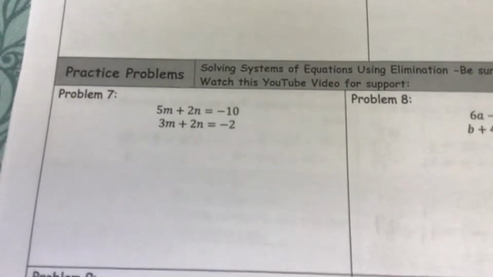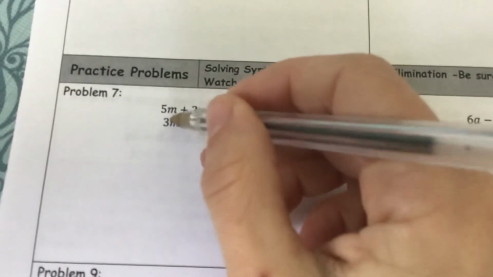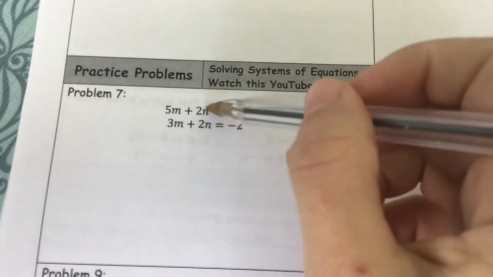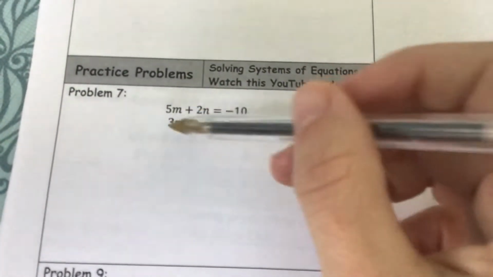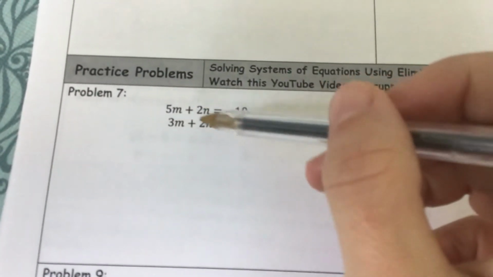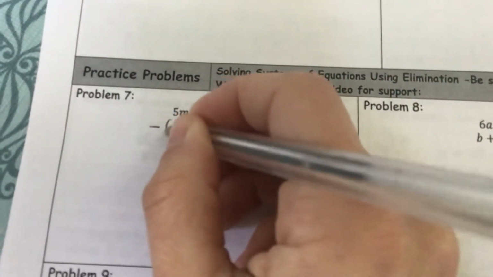Alright, so problem 7. What we're going to do is see what we can combine and eliminate. Looking at this, we have 2n and 2n, right? So we don't need to multiply these equations by anything to get them to have the same number, but in order to eliminate them, we do need to subtract the entire equation.